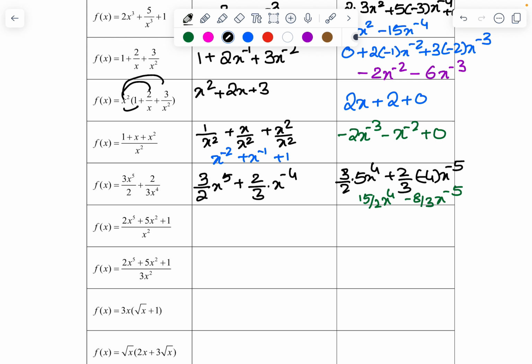Next, 2x power 5 upon x power 2 plus 5x square upon x square plus 1 upon x square. If I simplify and write, it becomes 2x cube plus 5 plus x power negative 2. So its derivative is going to be 6x square plus 0 minus 2x power minus 3.